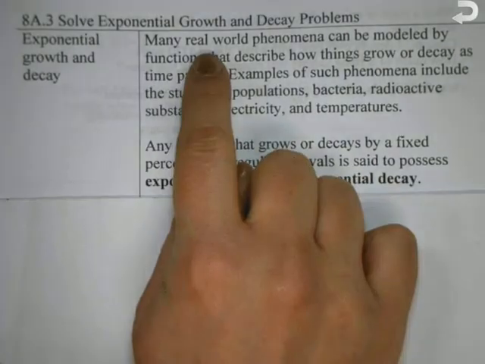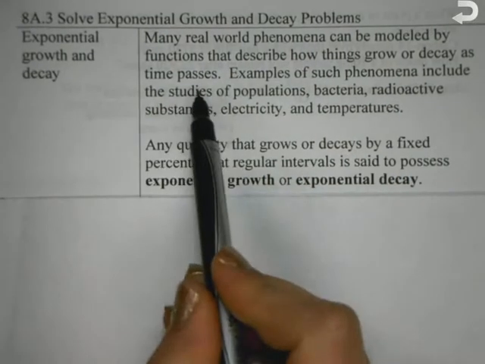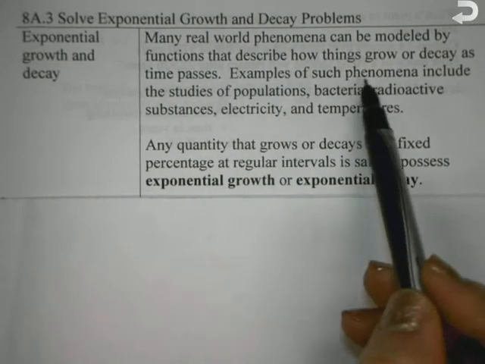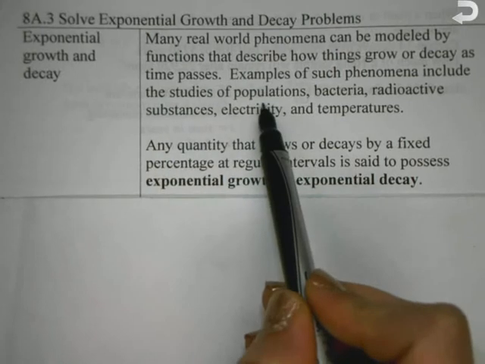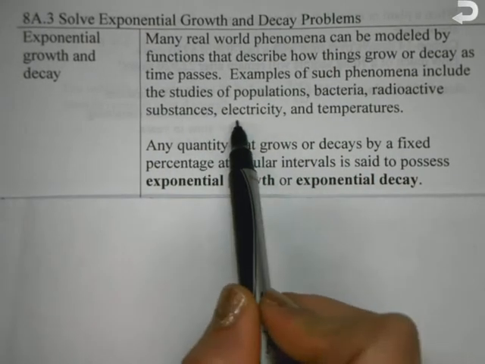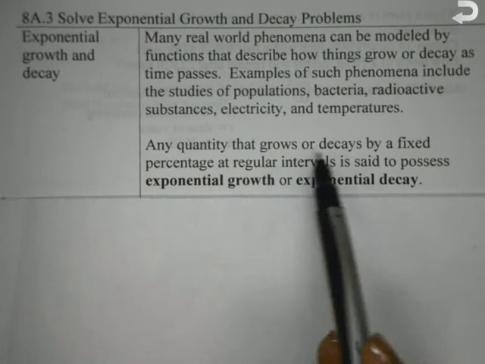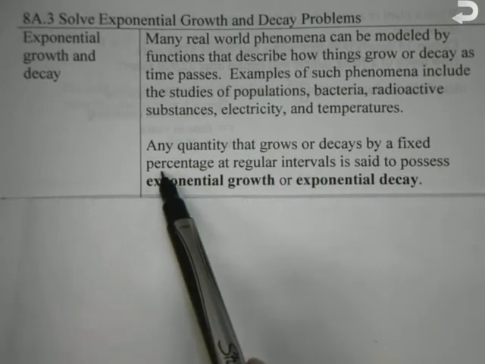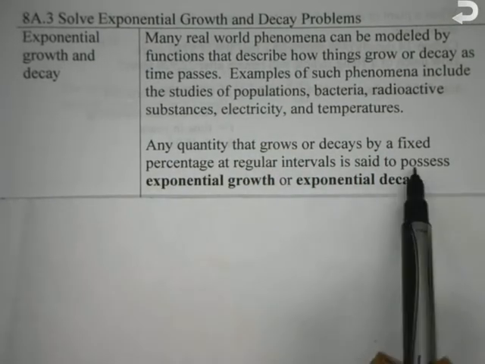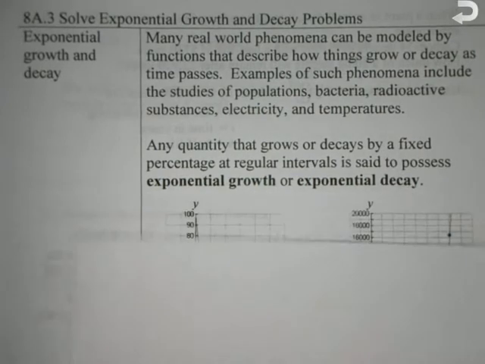Many real-world phenomena can be modeled by functions that describe how things grow or decay as time passes. Examples of such phenomena include the studies of populations, bacteria, radioactive substances, electricity, and temperature. So people actually do use this stuff in real life. Any quantity that grows or decays by a fixed percentage at regular intervals is said to possess exponential growth or exponential decay. Okay, so here are 2 examples of graphs.